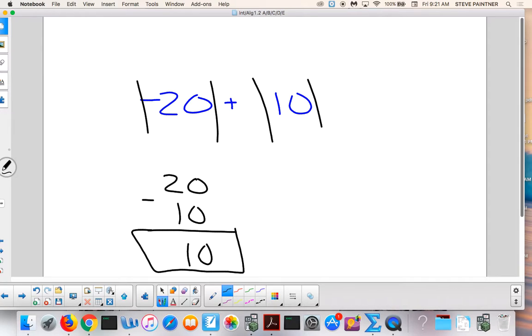The question becomes, is it positive or is it negative? It says keep the sign of the larger absolute value. Which one's larger? 20. It's negative. So the final answer is negative 10. And that should make sense, right? You lost $20. Uh-oh. But then you gained 10 back. So where are you at? Aren't you still 10 in the hole? You lost 20, gained 10 back. You're still 10 in the hole.